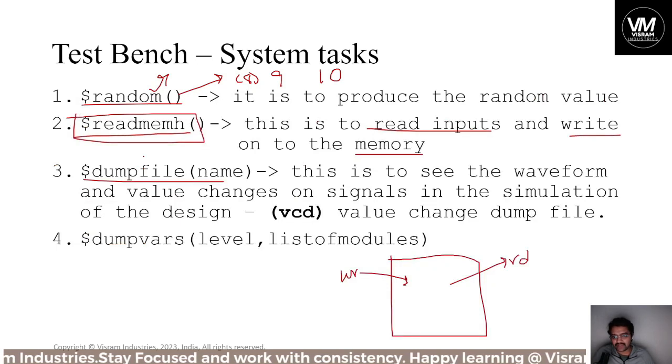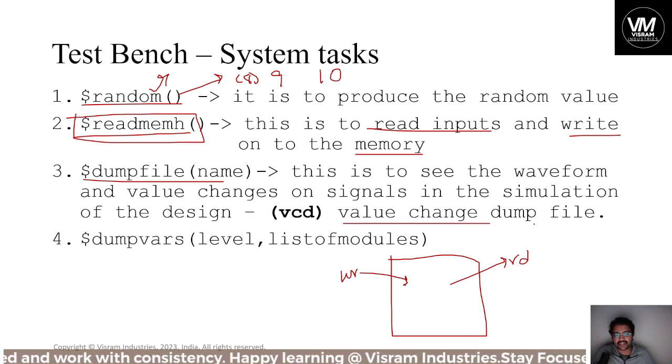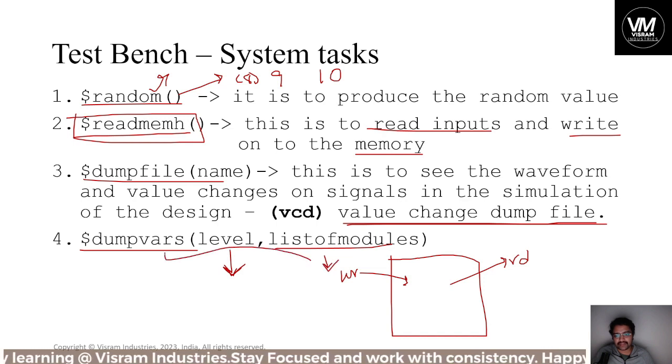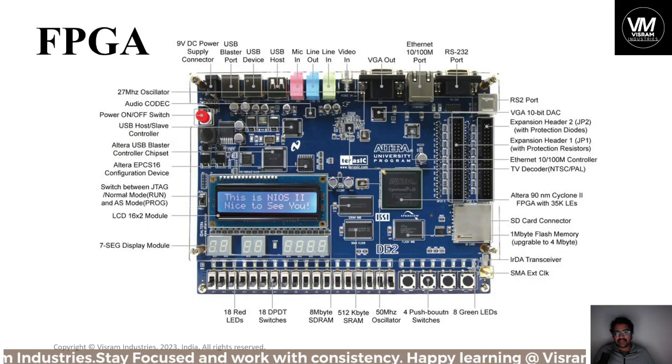So $dumpfile is nothing but the file name, this is the syntax. This is to see the waveform and the value changes on signals in the simulation of the design. VCD: value change dump file. Sometimes it can be asked, value change dump file. $dumpvars is nothing but whatever level you are talking about, and the list of modules that you want to showcase in the dump output waveform files. So that is a system task, and this is the FPGA architecture you can see.